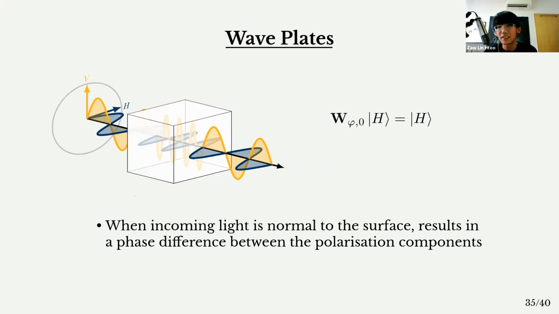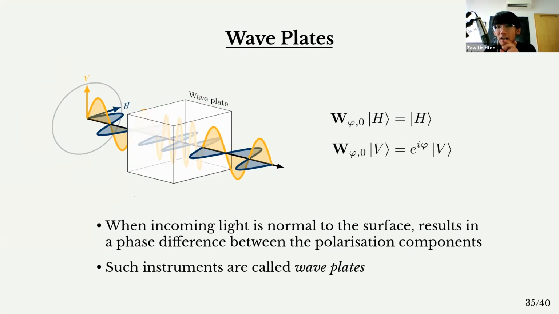And we can describe this by saying, okay, if I have a wave plate and it has some configuration, it doesn't affect the H polarized light. But if I apply it to the V polarized light, we have some extra phase. So this is if the so-called fast axis of the material and the slow axis of the material are aligned to our H and V, right? Because if it's not aligned, something else will happen. So we call these things waveplates.